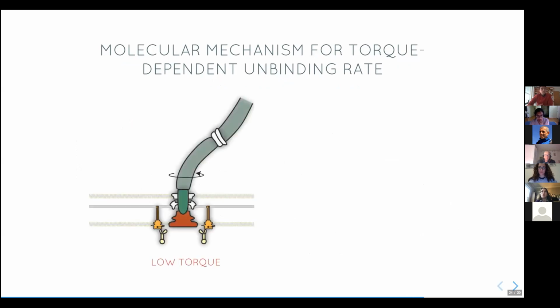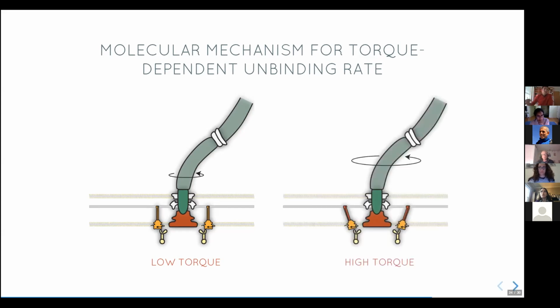This is our working model. What we think is happening at low torque, the part of the stator unit that binds the peptidoglycan is in a relaxed state, and that makes it more likely to unbind. But when the motor produces high torque at increased load, these parts are mechanically stretched, and that stretching makes somehow this binding between the stator and the peptidoglycan more stable, makes them unlikely to unbind, and that increases their number over time.